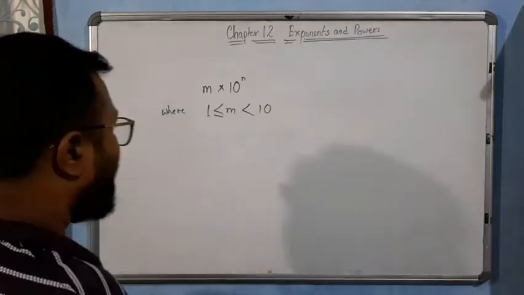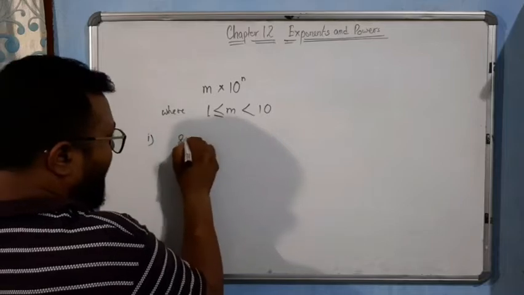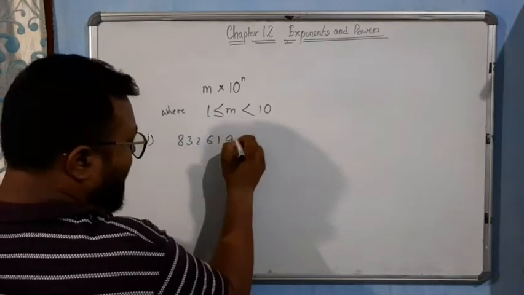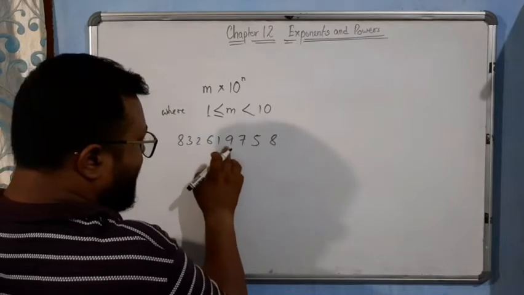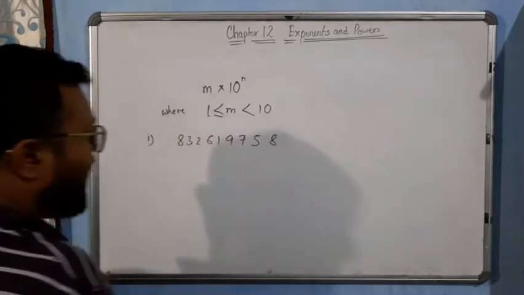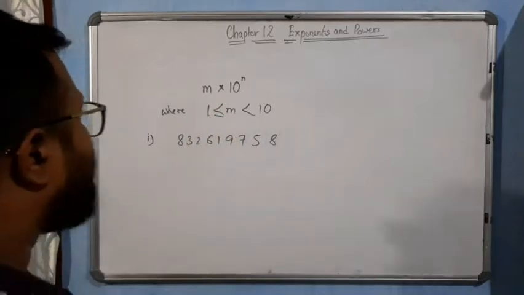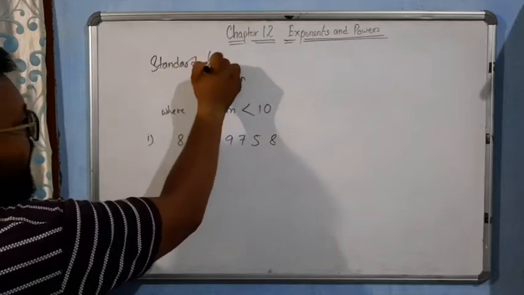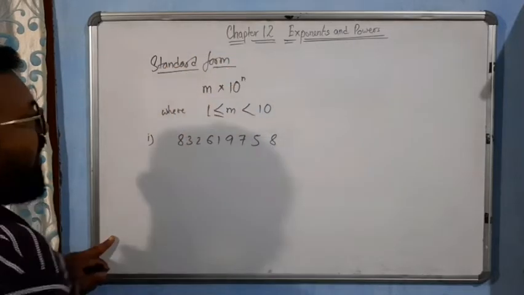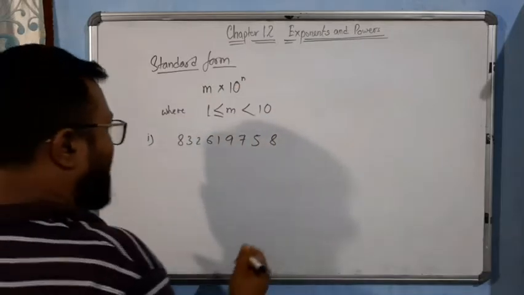For example, suppose I have given two numbers. One number is 8, 3, 2, 6, 1, 9, 7, 5, 8. How many digits do we have? 1, 2, 3, 4, 5, 6, 7, 8, 9 digits. This is a very big number, but we have to write it in standard form, that is, as m into 10 to the power n. So let's see how we can write it.